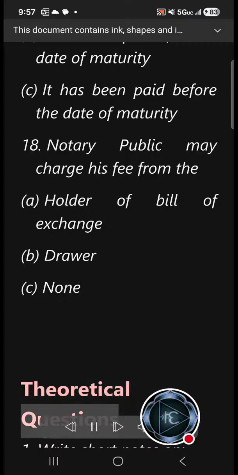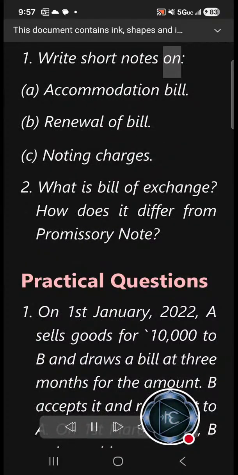Theoretical questions. Write short notes on accommodation bill, renewal of bill, noting charges. What is bill of exchange? How does it differ from promissory note?